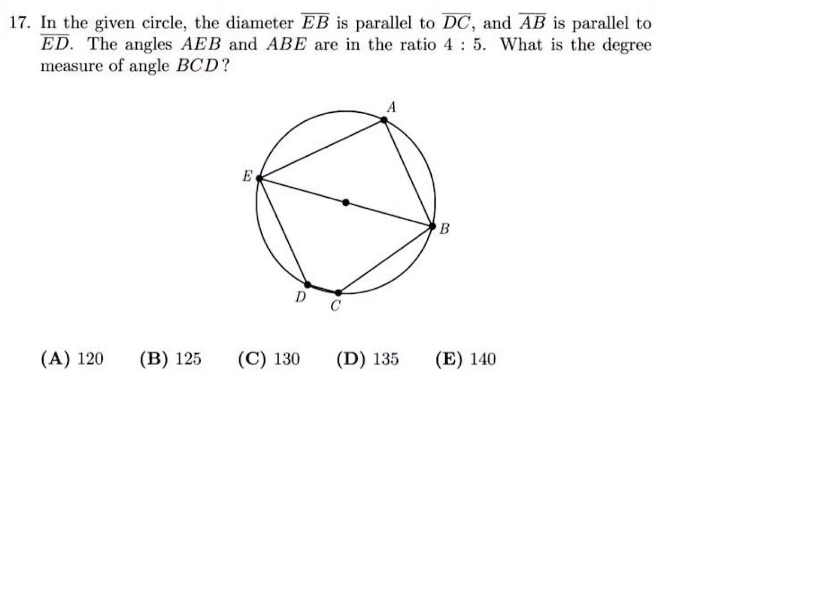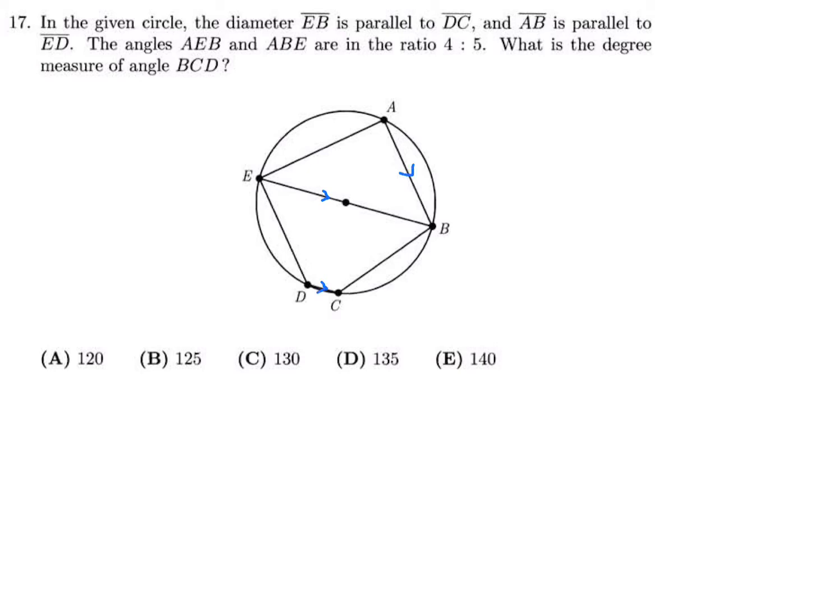In the given circle, the diameter EB is parallel to DC, and AB is parallel to ED. The angles AEB and ABE are in the ratio 4 to 5. What is the degree measure of angle BCD? EB is parallel to DC. So this line is parallel to that one. And they also tell me that AB is parallel to ED.